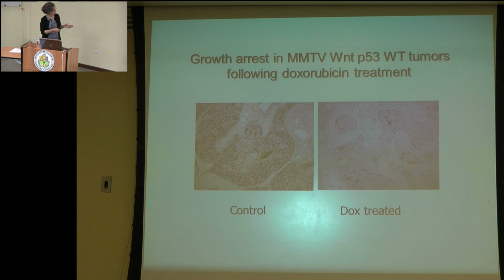Okay, so here we're measuring growth arrest by either Ki67 or BrdU incorporation. This is the untreated tumor, and you can see that it's highly proliferative. And this is the doxorubicin treated sample, and you can see it's not proliferating. Okay, so it is responding to drug treatment.